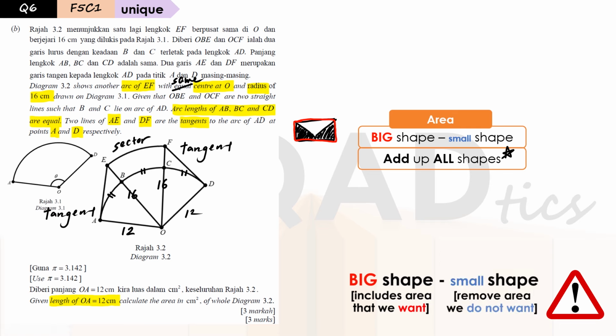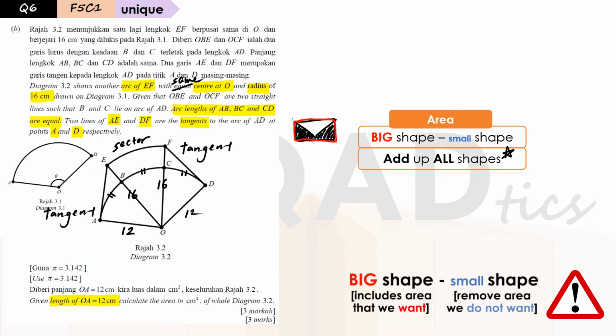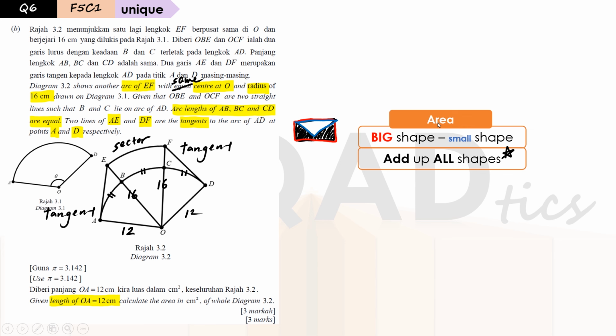This is where small shape comes in. It is also a recognizable shape that we need to remove from the big shape, meaning we need to remove the regions that we do not want. The shape that we do not want is this part, which is the triangle. So the area of the shaded region would be the area of the rectangle minus the area of the triangle. Then we can find the area already.